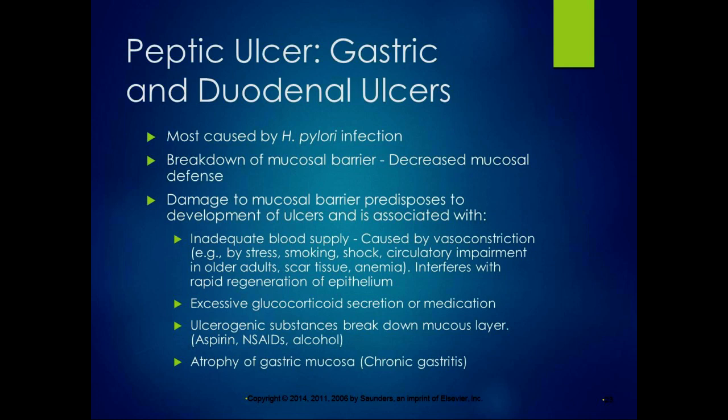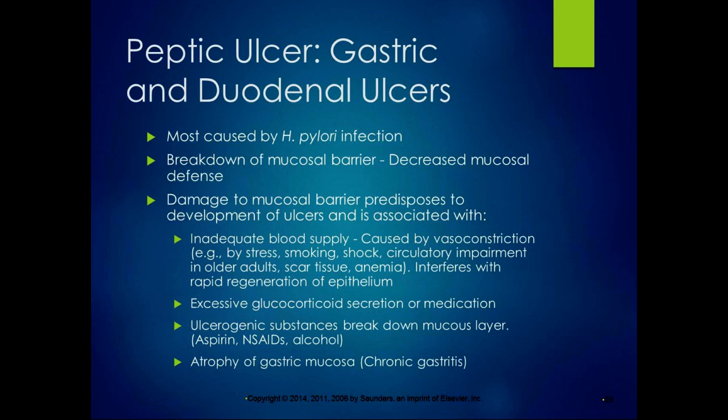Ulcers, you can get gastric and duodenal ulcers, and they're usually caused by that Helicobacter pylori bacterium. It breaks down the mucosal barrier, so you have decreased mucosal defense, and damage to the mucosal barrier predisposes development of ulcers. So ulcers are usually associated with inadequate blood supply caused by vasoconstriction. There are lots of different things that can cause vasoconstriction. And it interferes with the regeneration of the epithelium after it's been broken down by Helicobacter pylori.